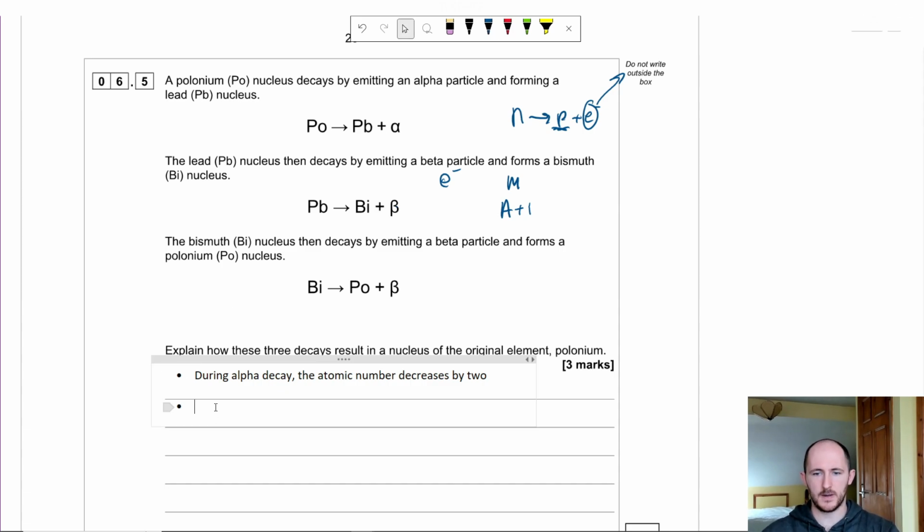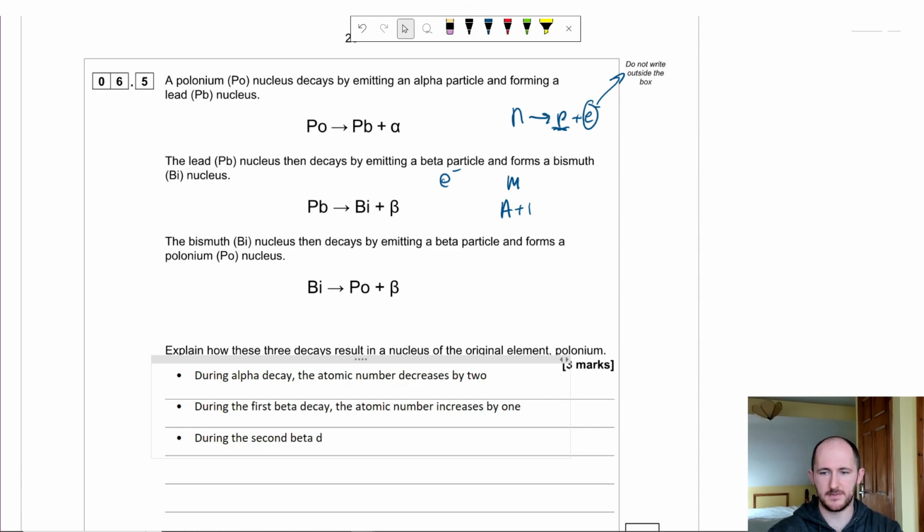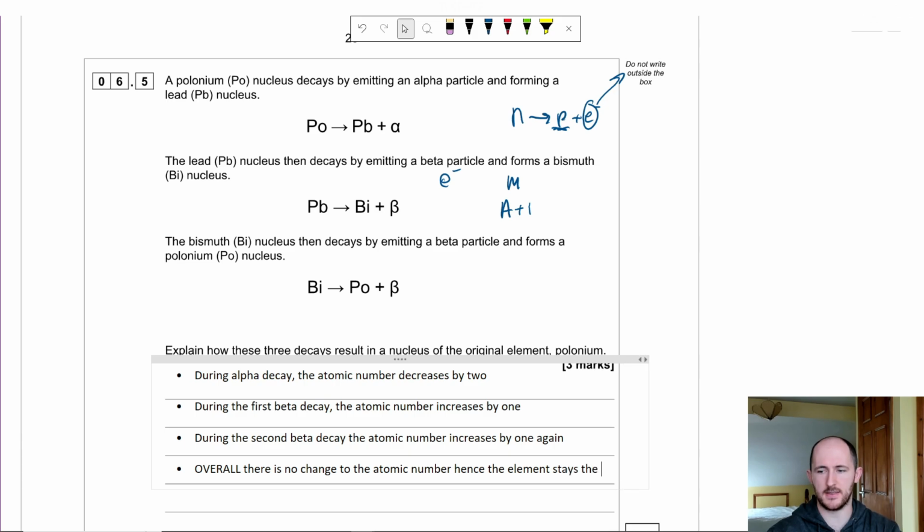So during the first beta decay, the atomic number increases by 1. During the second beta decay, the atomic number increases by 1 again. So overall, there is no change to the atomic number, hence the element stays the same.